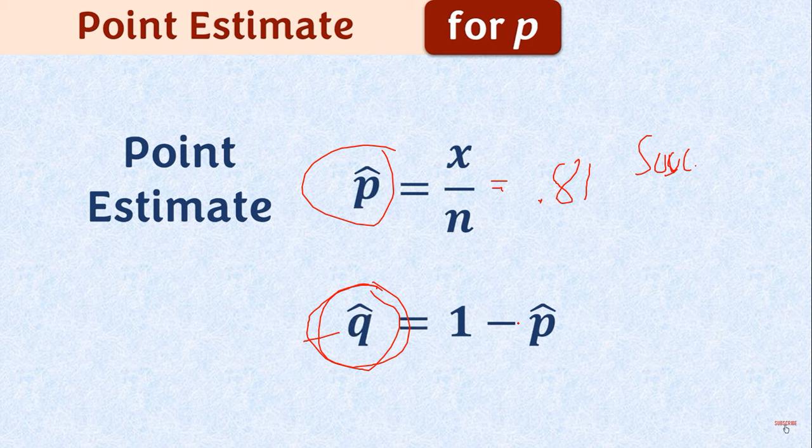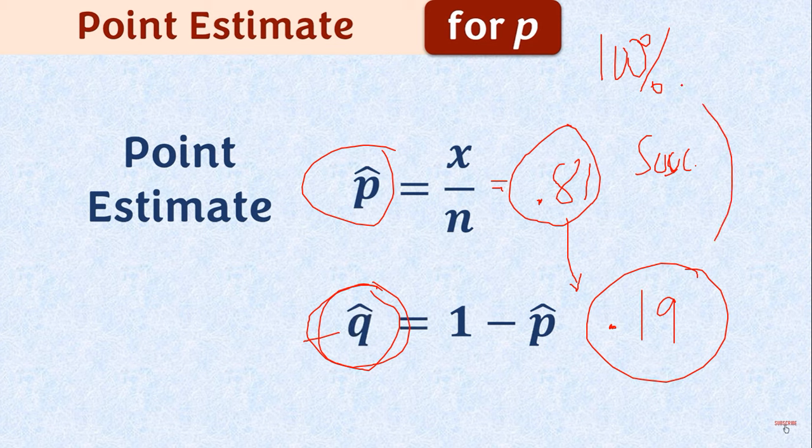Ima-minus mo lang siya sa 1 minus p-hat. So, ilan yung point para makumpleto natin yung 100%? Ilan yung bumagsak o ilan yung failure sa 0.81? It is point... Ilan yung kulang para mag 100 siya? 0.19. Kayo na yung mangko-compute. Basta ang goal ninyo is 100%. Kasi 100% po is 0.81 and 0.19. Kapag multiply mo yan by 100, magiging 100% din. Naka-percent na siya. Naka-decimal form na.